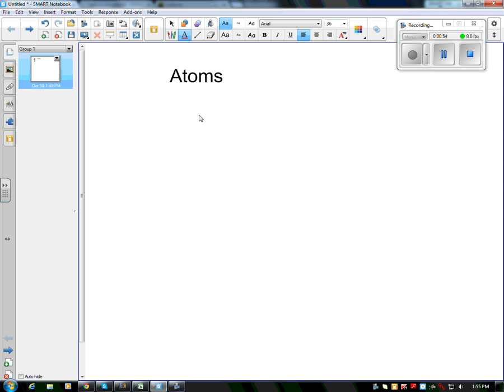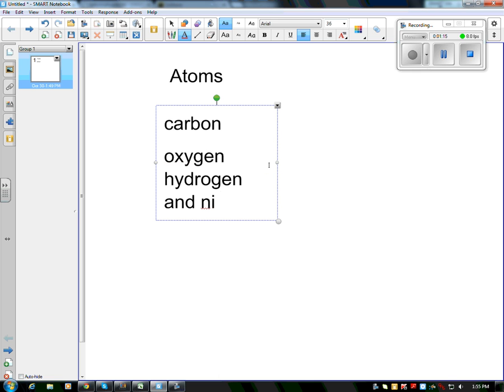All living things, animals, plants, and bacteria, are composed primarily of atoms of oxygen, carbon, hydrogen, and nitrogen. The big four. Made up of carbon, oxygen, hydrogen, and nitrogen. Okay? So primarily, your body is made up of a combination of these four.